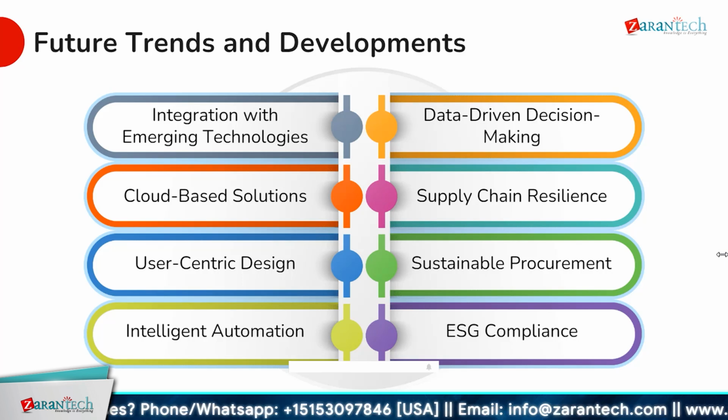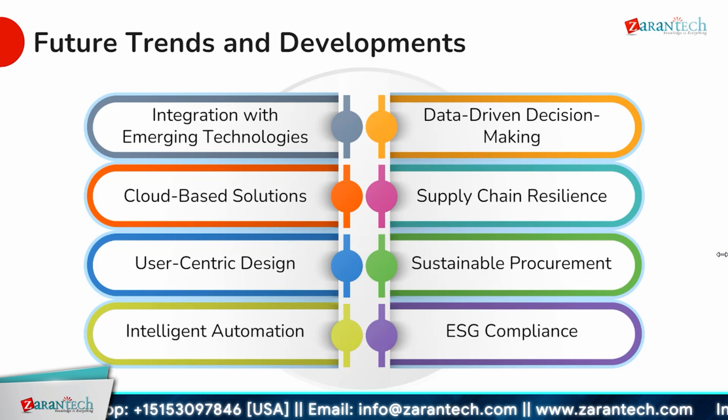Supply chain resilience will be a key focus, with SAP MM supporting risk management, supplier collaboration, and agile procurement practices. Sustainable procurement practices will gain prominence, with SAP MM enabling organizations to track and report on environmental, social, and governance, that is, ESG metrics. Compliance with ESG regulations and standards will be facilitated through SAP MM's procurement processes and reporting capabilities.